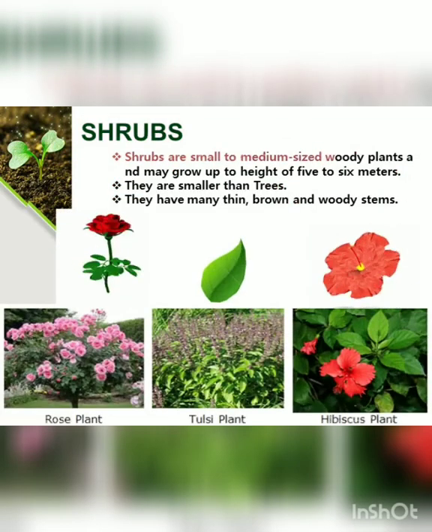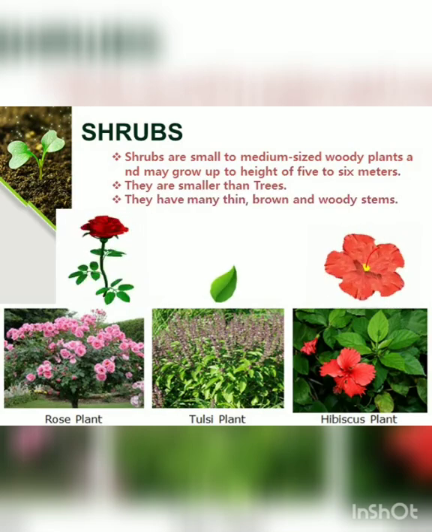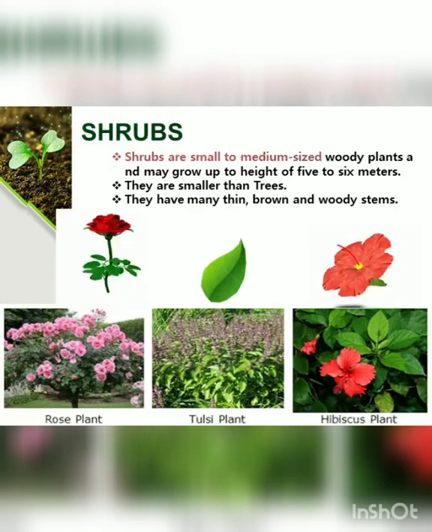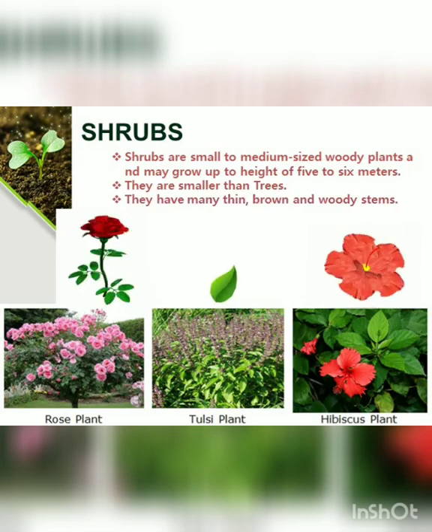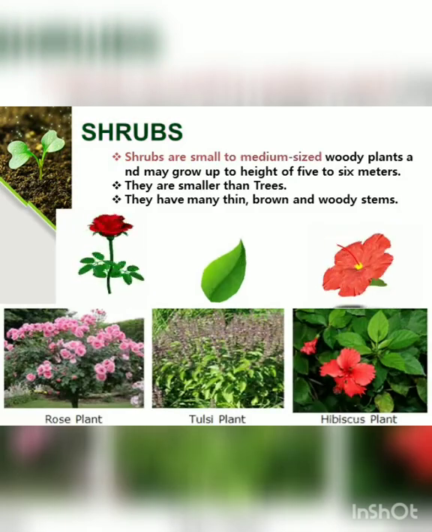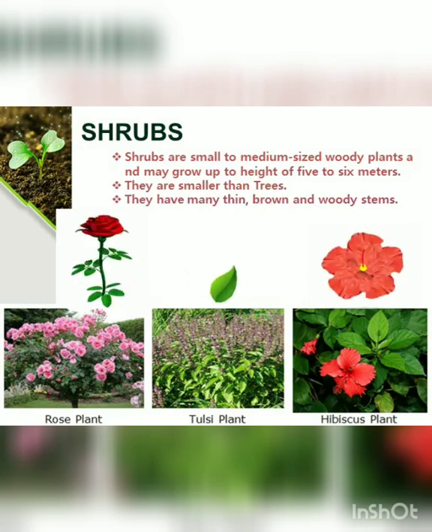Okay, our next type is shrubs. Shrubs are the medium-sized woody plants. They are smaller than trees but larger than herbs. Okay, students, they only grow up to the height of 5 to 6 meters. And they have thin brown and woody stems. They don't have tender stems. Examples of shrubs are rose plant, tulsi plant, and hibiscus plant, etc. You can also see pictures here.